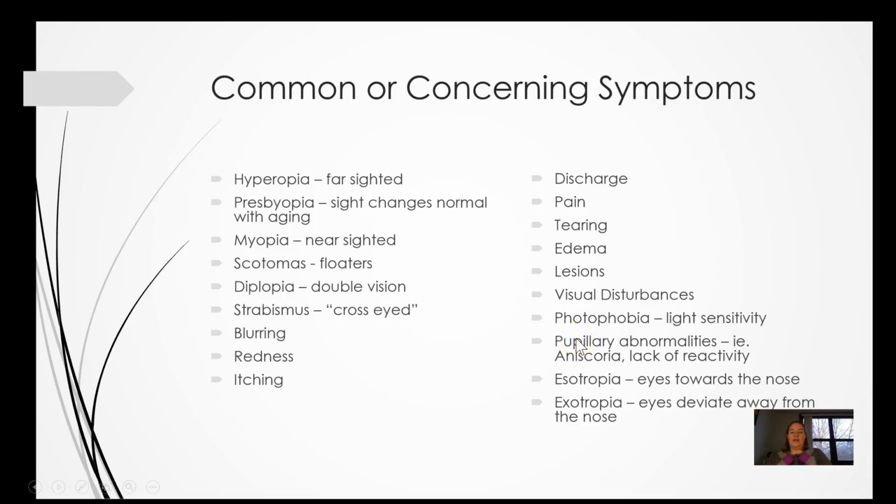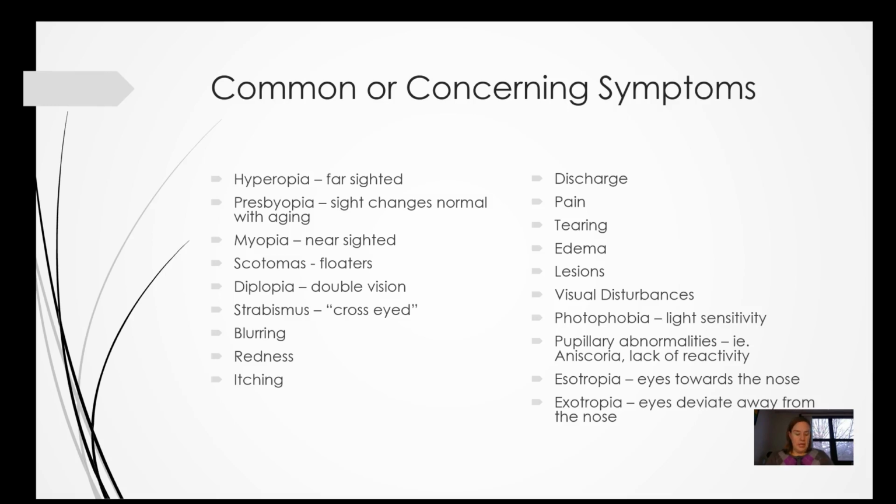Common and concerning findings. Hyperopia is farsighted. That means they can see far away, but not close to them. Okay, presbyopia is the normal aging changes associated with vision changes. Myopia is nearsighted vision, so that they can read close to them, but they can't see far away.